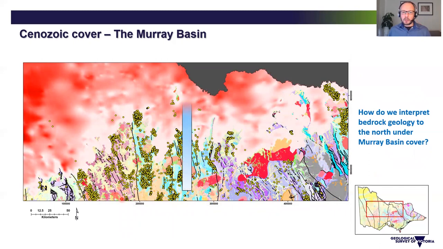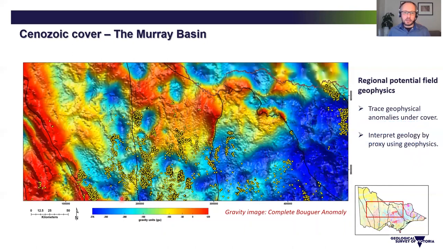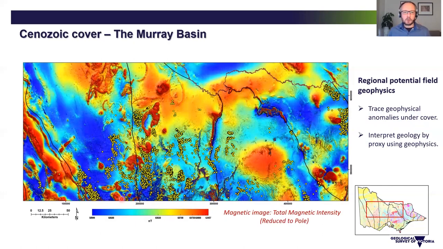So how do we extend that interpretation and that knowledge undercover to the north? And you probably can guess already, we can use geophysics, gravity in this case, to interpret those structures by tracing anomalies that we can correlate with the mapped geology in areas of outcrop, and trace those further north under cover. And similarly, we can do the same with magnetics.